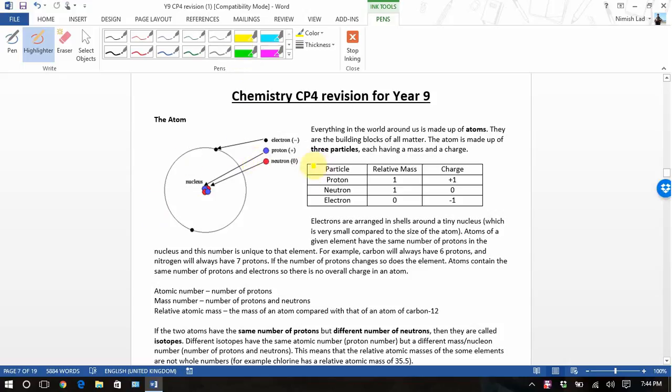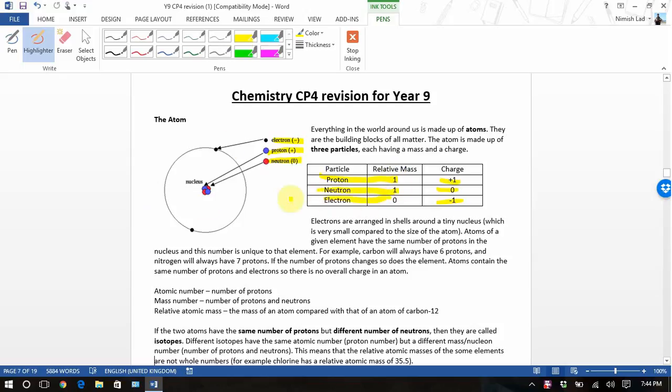Everything in the world around us is made of atoms. They're the building blocks of matter. Atoms are made up of three particles called protons, neutrons, and electrons. You know the charges: electron being negative, proton being positive, neutron being neutral. You know the masses: proton is 1, neutron is 1, electron is 0.